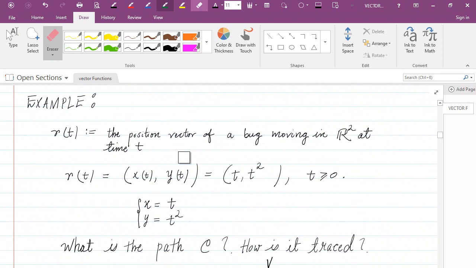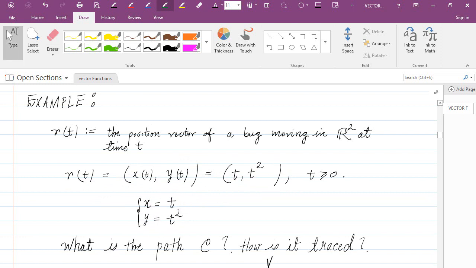And let's say R of t is given by the following formulas. So x of t, the x coordinate of R of t, is given by t, and the y coordinate of R of t is t squared. That is, t comma t squared. That's the position of the bug at time t. So these are the x and y coordinates of the bug at time t.